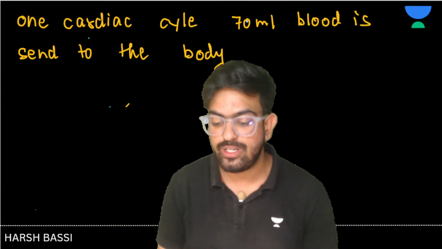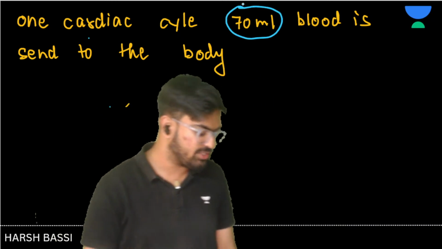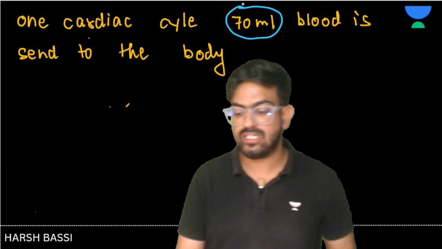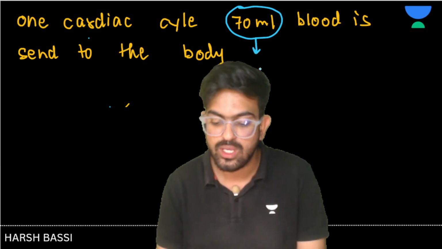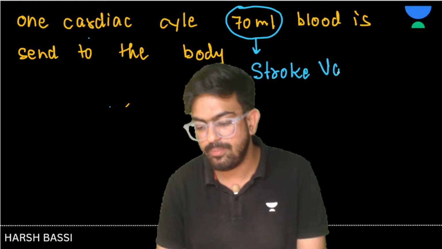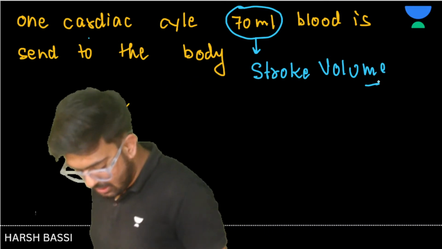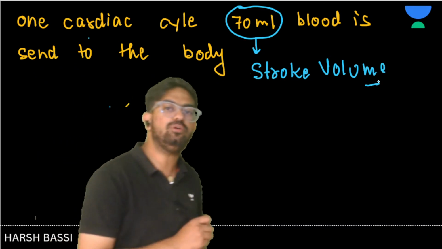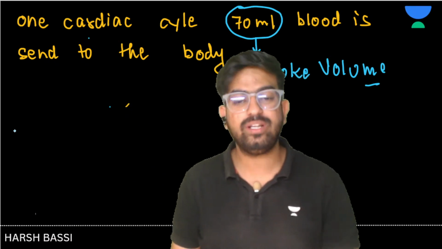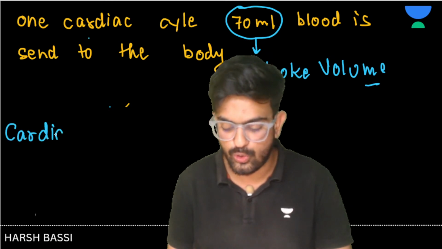And this is also known as what? There is a particular term for this, बच्चों. The term is stroke volume. Yes or no? इसको क्या बोलते हैं? Stroke volume. Right? Okay, great. Now, there is one more term which is known as cardiac output.